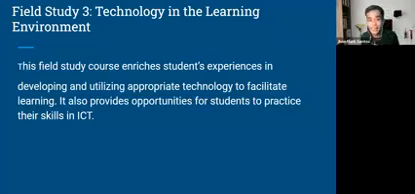So this field study enriches students' experiences in developing and utilizing appropriate technology to facilitate learning. That's why the 21st century teacher must engage in different technologies, because sometimes the students know more than we do when it comes to technology, because they are more advanced compared to us. Okay? So next slide please.